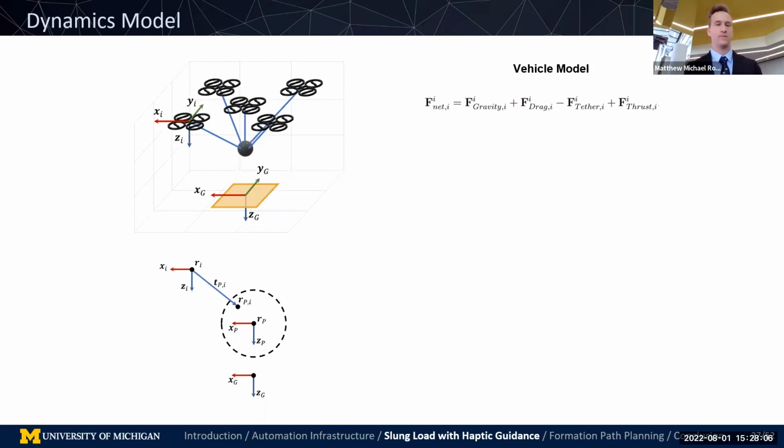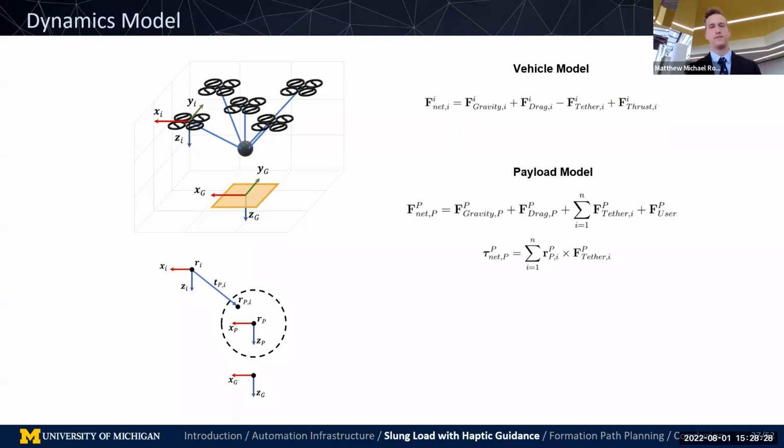Here's our dynamics model. You can see that we have I vehicles. Each vehicle has body frame I, ground frame G, and payload frame P. We have gravity, drag, tether forces, and thrust acting on the vehicles, as well as torques from the propellers. The tether is on the center of mass of the vehicle such that no external torque is applied.